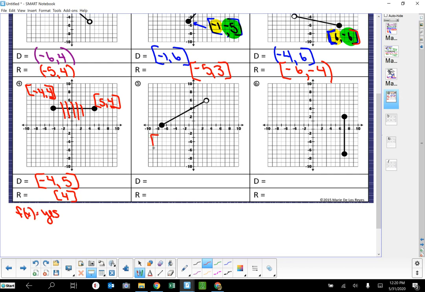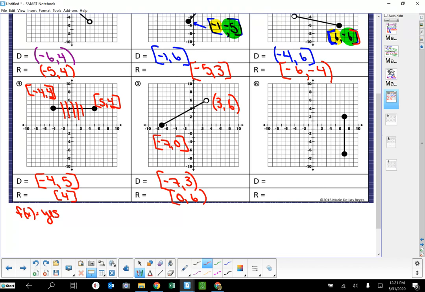Okay, next one. Ordered pairs: -7, 0, and 3, 6. So domain, -7 to 3, bracket on the left, paren on the right. The range would be 0 to 6, bracket on the left, parenthesis on the right.